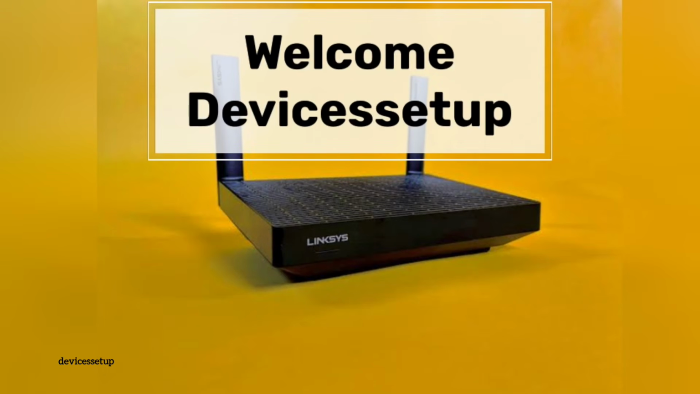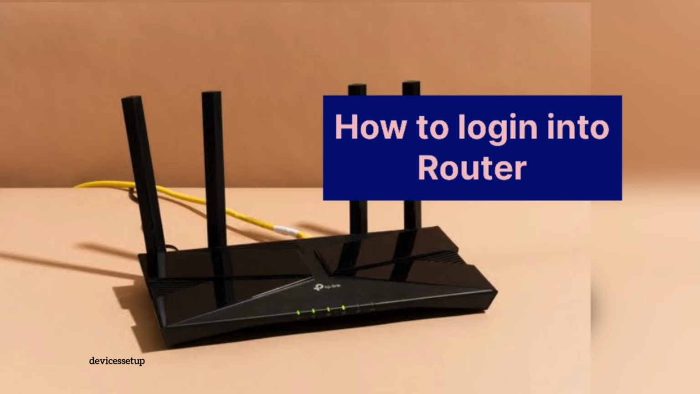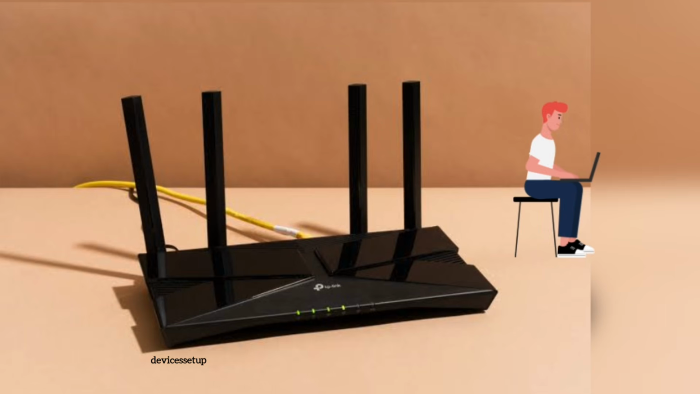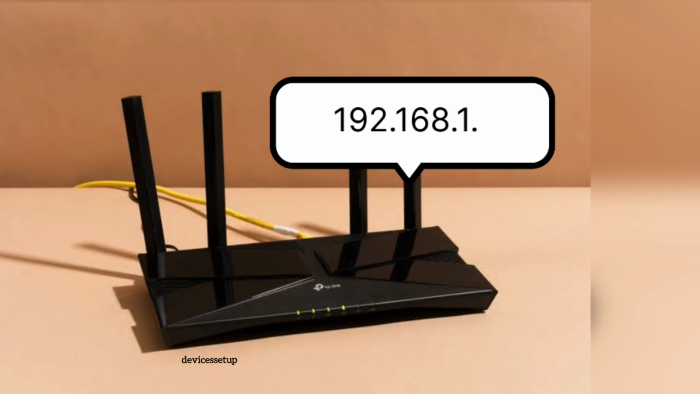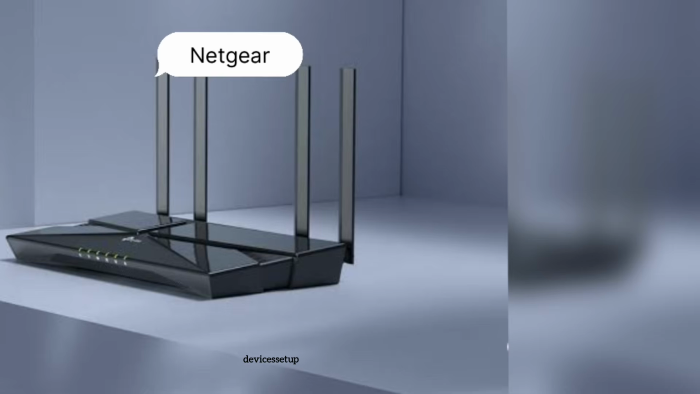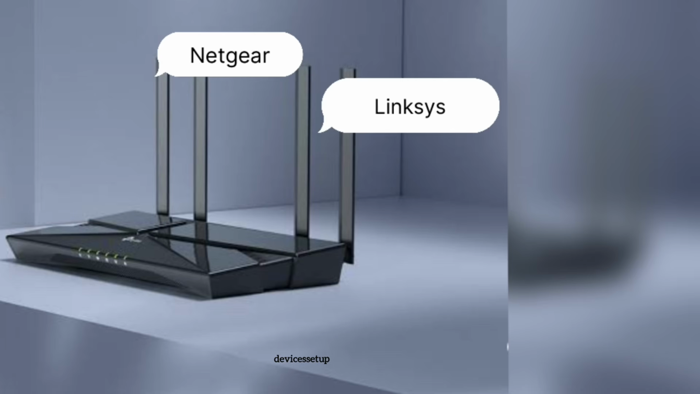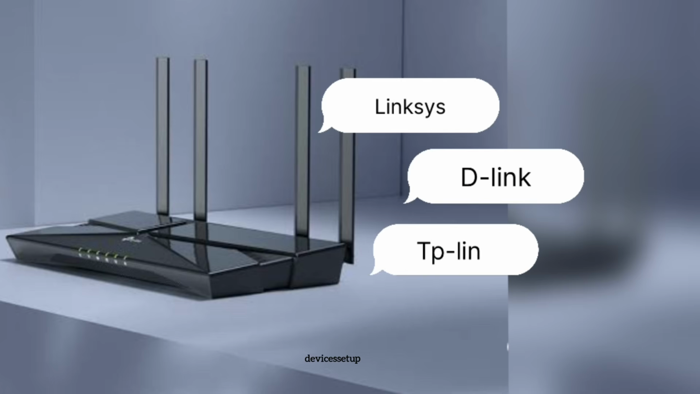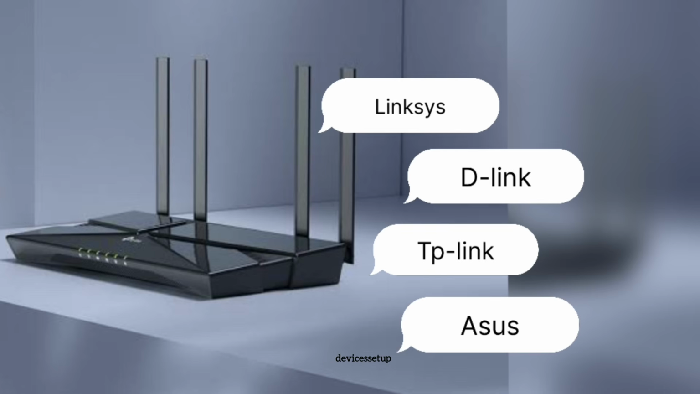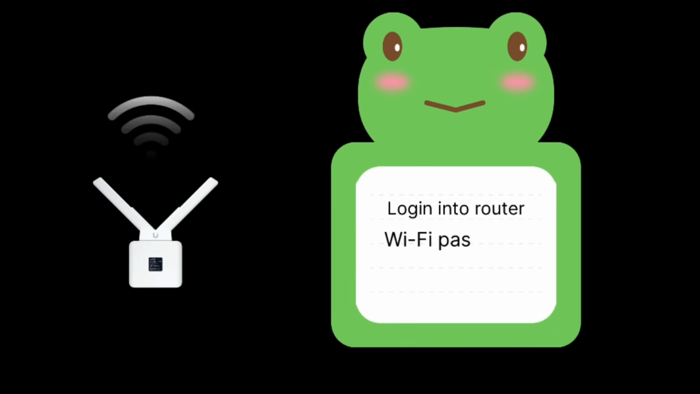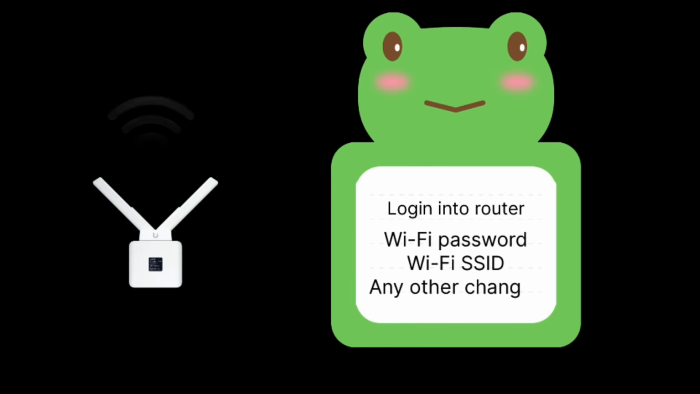Welcome to Devices Setup, and today we will learn how to log in to your router using its default IP address, that is 192.168.1.1. This IP is mostly used by Netgear, Linksys, D-Link, TP-Link, Asus, etc. routers. Once you are logged into the router, you will be able to change its Wi-Fi password, its Wi-Fi SSID, or make any other desired changes that you want.